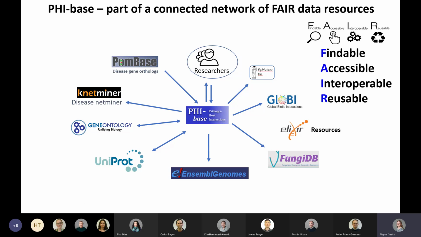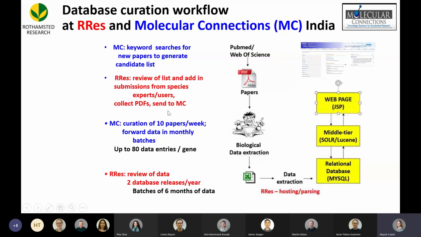So how do we get data into Firebase? Well, at the moment we've been using a professional curation company in India called Molecular Connections, and we have 2 curators that do this work for us. So the workflow is as follows. Molecular Connections will do a keyword search in PubMed to generate a list of candidate articles. They will send them to us here at Rothamsted, and we will review this list, add in anything extra that we feel is missing, collect these PDFs together, and then send them back out to Molecular Connections. They will then curate these papers at a rate of about 10 papers a week, and then they send them back to us in monthly batches.